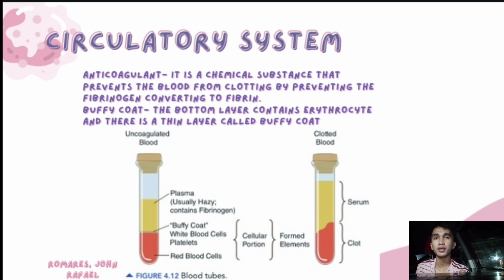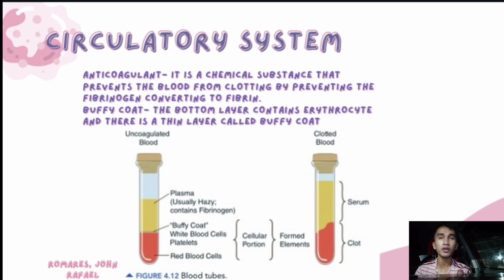An anticoagulant is a chemical substance that prevents the blood from clotting by preventing the fibrinogen from converting to fibrin. Then an anticoagulated tube of blood that has been centrifuged layers the formed elements and the plasma according to weight. The bottom layer contains the erythrocytes, and there is a thin layer called the buffy coat.